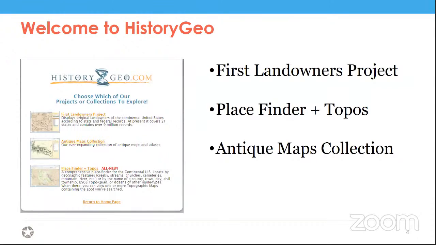The first Landowners project displays the original landowners of the continental United States according to state and federal documents. And currently the first Landowners project covers 21 states with over 9 million records.